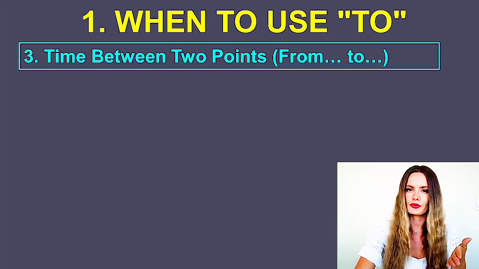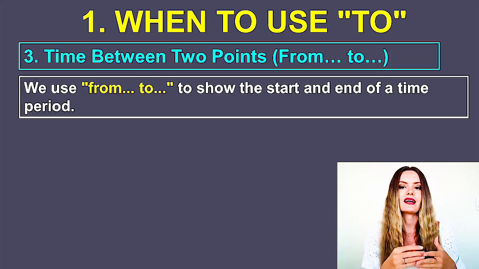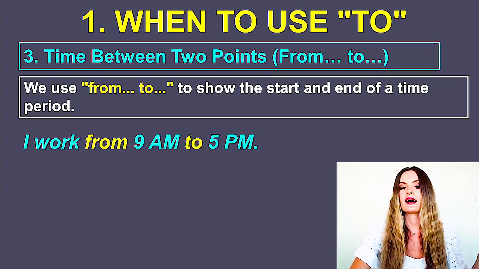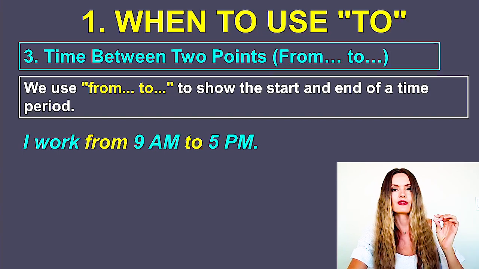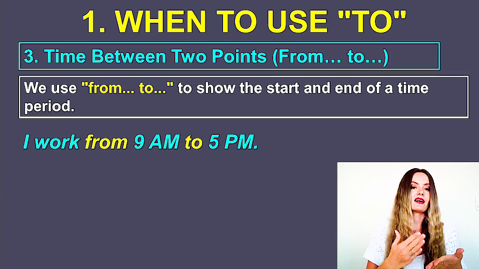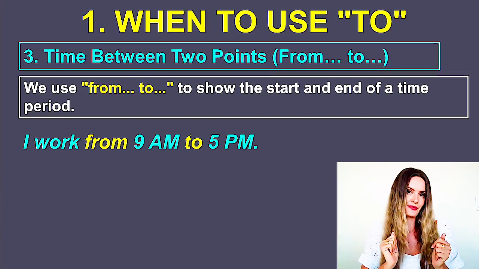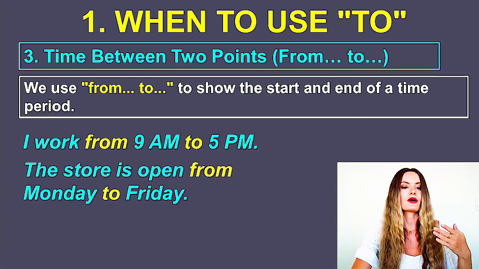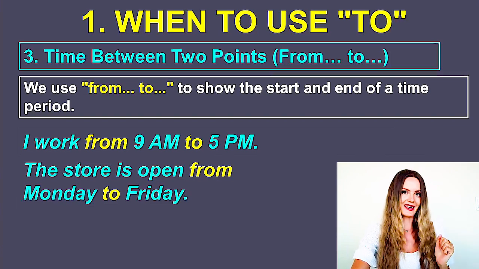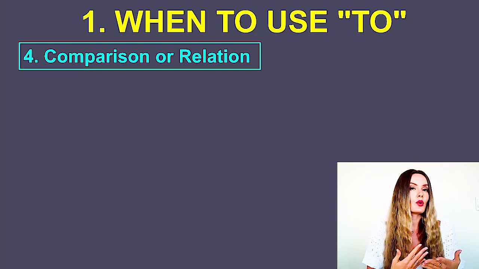Number 3, time between 2 points. From, to. We use from, to show the start and end of a time period. For example, I work from 9 a.m. to 5 p.m. Here we show the start, 9 a.m., and the end of a time period, 5 p.m. The store is open from Monday to Friday.